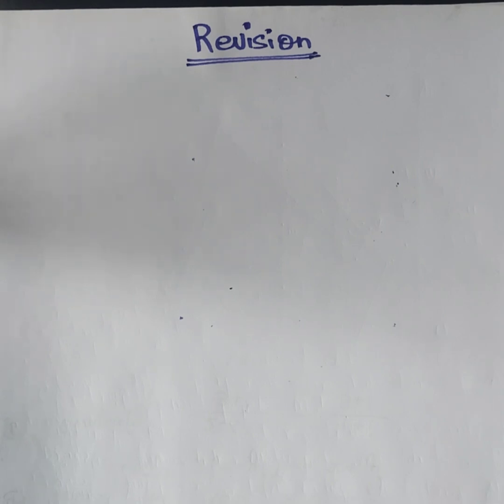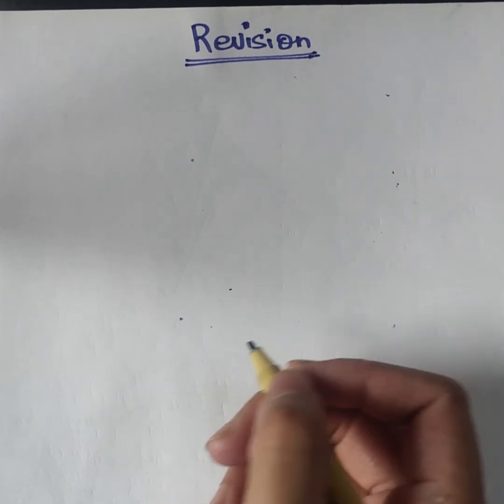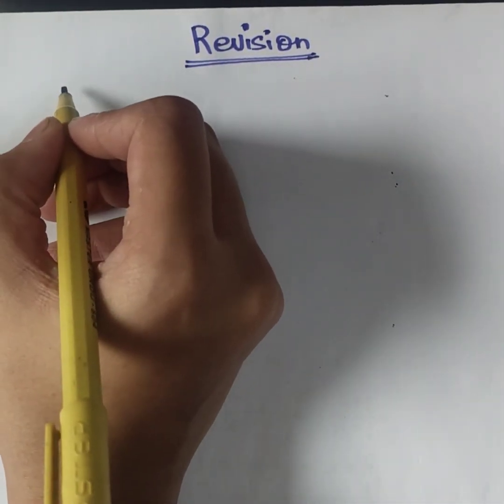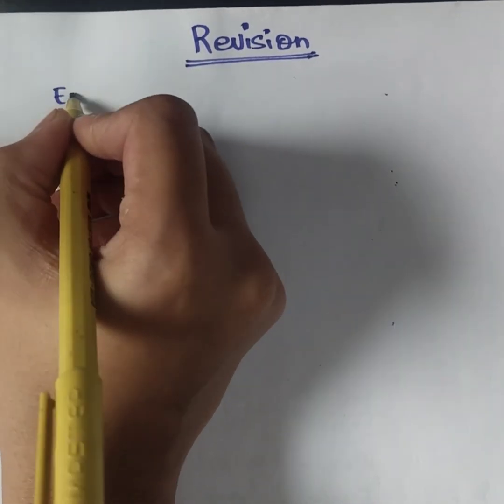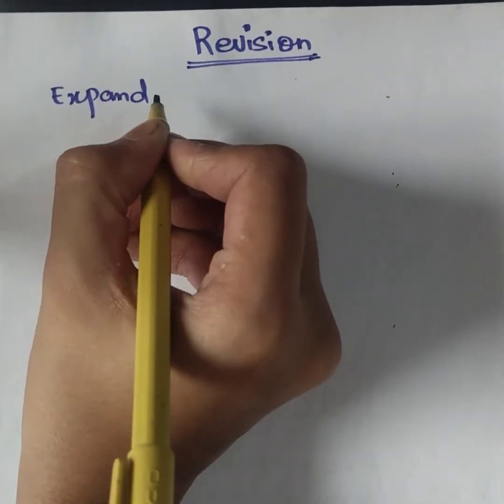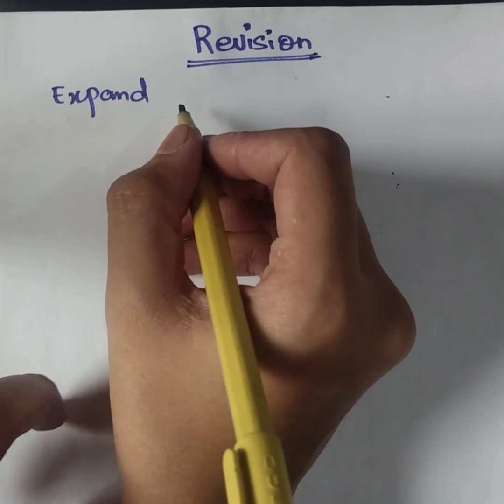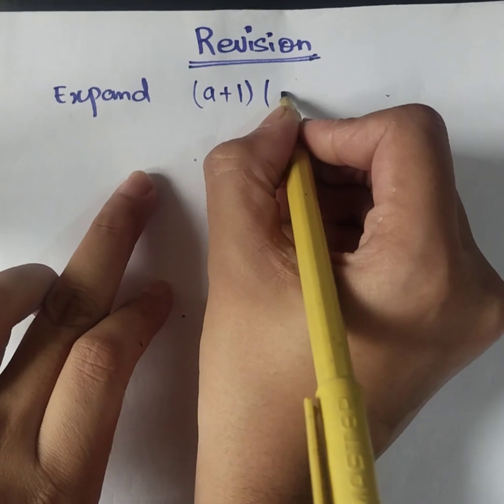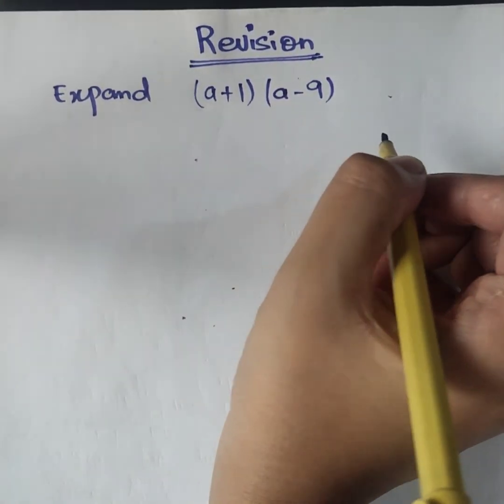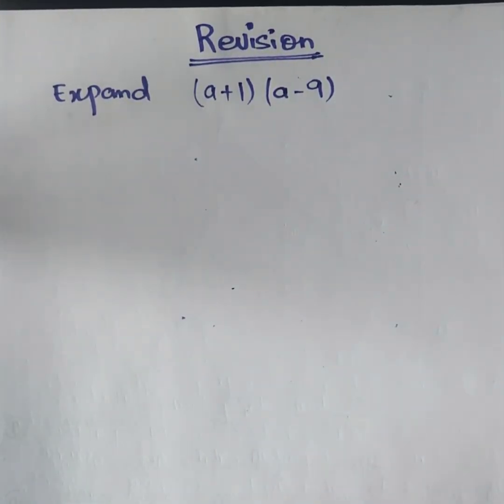Now for today's revision we are going to discuss expansion and simplification of the expressions, which is your chapter number 7, and I'm taking questions from exercise 7A. For example, if the question is expand (a + 1)(a - 9). This is your question. You have to expand it. Now let's see how we can expand it.